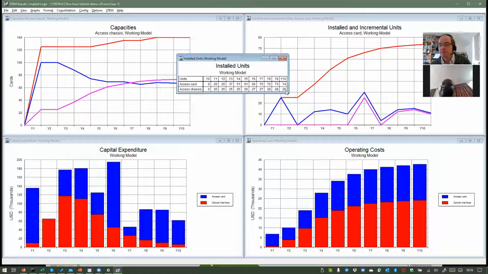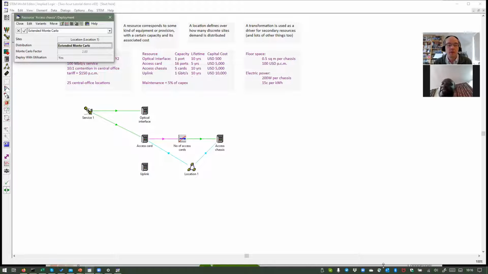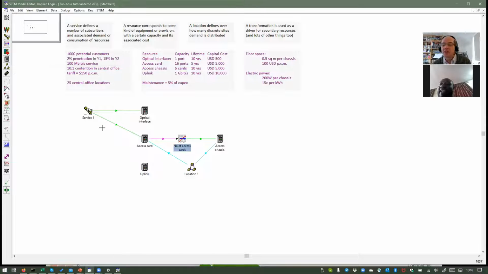A question, if you can go to the diagram. I was thinking that the chassis, the resource access chassis, should require the location. What, to actually define where the locations are? Yeah, I was thinking the arrow should go the other way around.